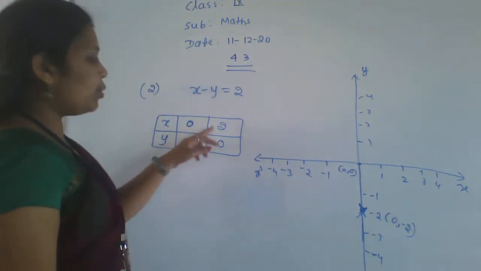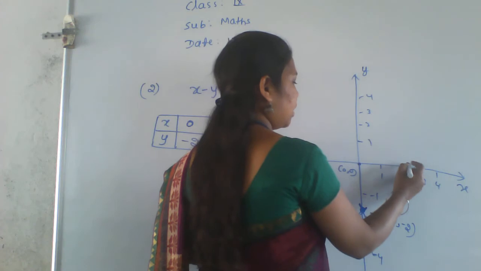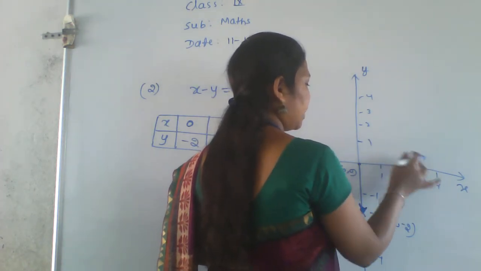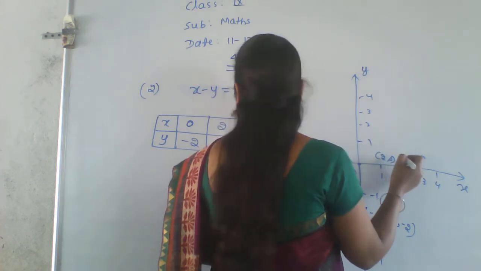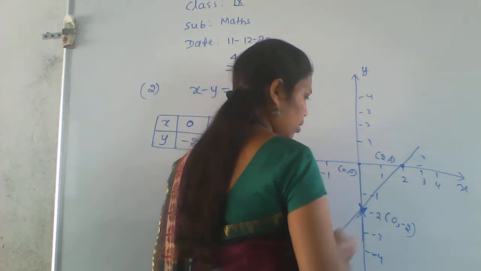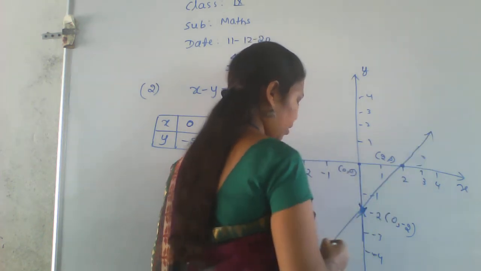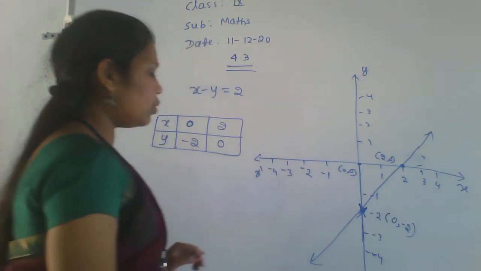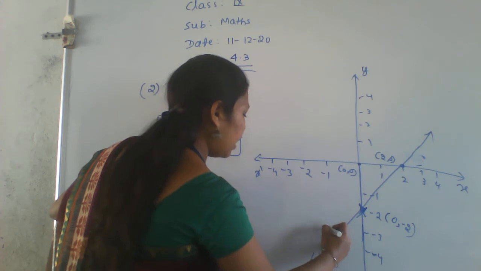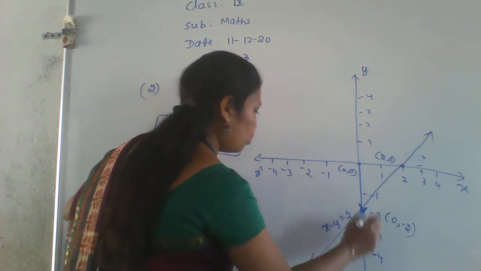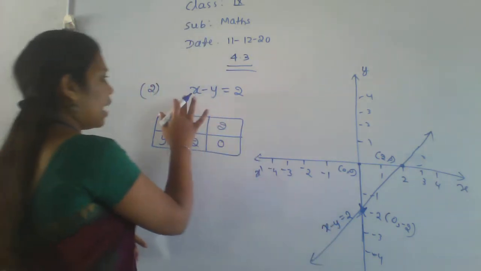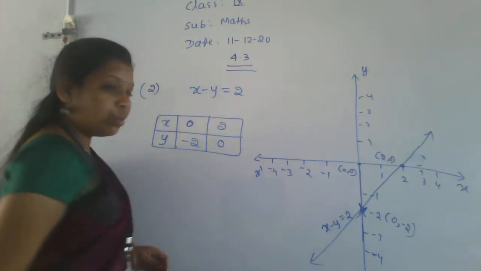Next one is 2, comma 0. Here 2 is there, 2, comma 0 is this one. So write here 2, comma 0. Now join these 2 points. This line is representing the equation x minus y is equal to 2. Like this you have to write. So this line is representing x minus y is equal to 2.